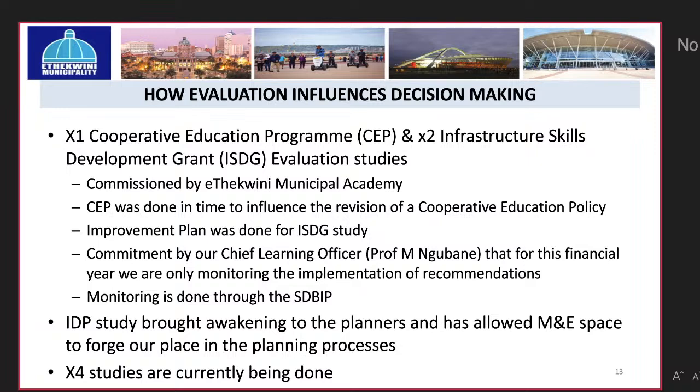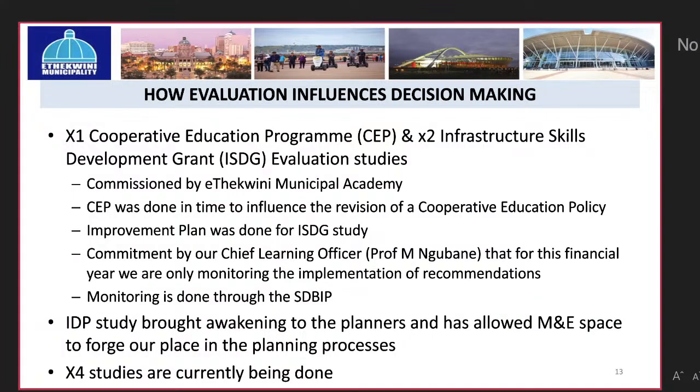We have sat with them in terms of the improvement plan and the commitment that comes from them. What happened was that we did this in time for the revision of the policy. So we have seen some of the work that we've done influencing policy decisions. The IDP study also helped us in looking into our planning processes. We are now forging our way as M&E in the planning processes. Other studies are currently being done. Thanks, colleagues. Thank you very much.